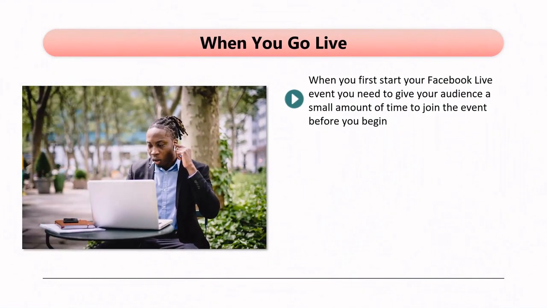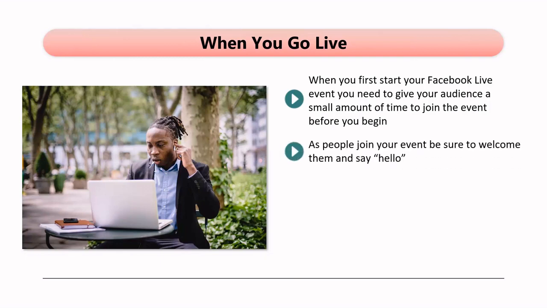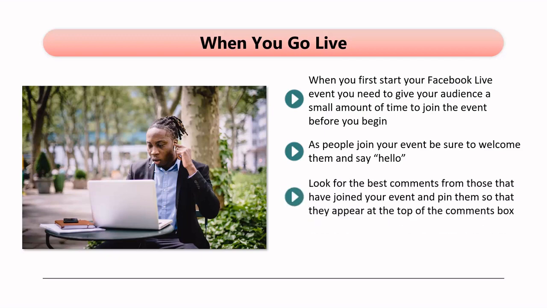When you go live. When you first start your Facebook Live event, you need to give your audience a small amount of time to join the event before you begin. Don't make this too long, or those that have already joined will become agitated. As people join your event, be sure to welcome them and say hello. Start the interaction here by asking people for their locations. You can also ask them what they want to achieve by attending your event. Look for the best comments from those that have joined your event and pin them so that they appear at the top of the comments box.